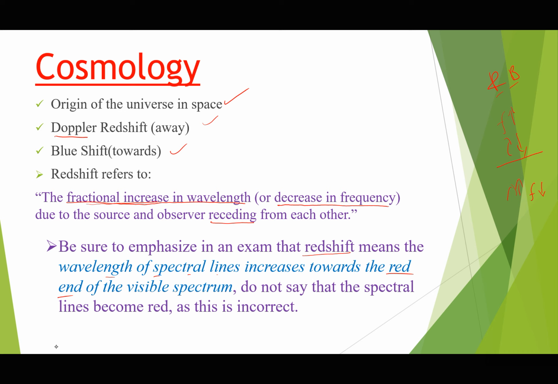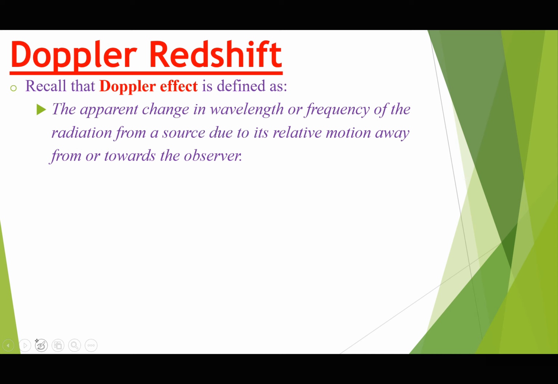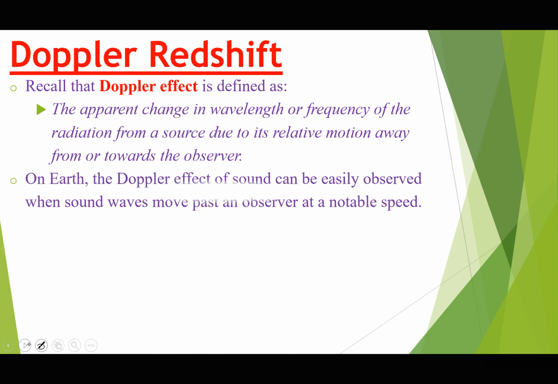Okay. So just to take you further to explore and understand what we mean by the Doppler redshift, I refer you to what you met in AS, that is the Doppler effect. Recall that the Doppler effect is the apparent change in wavelength or frequency of the radiation from a source due to its relative motion away from or towards the observer. To be specific, if it is towards the observer, we shall call it the Doppler blue shift. But if it is away from the observer, we shall call it the Doppler redshift.